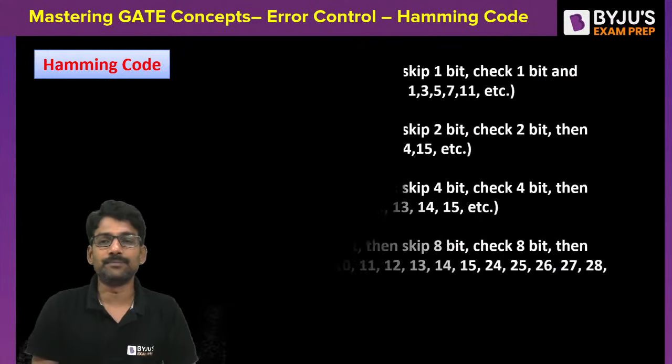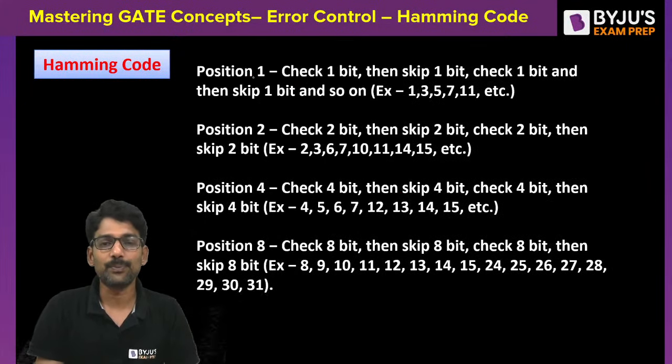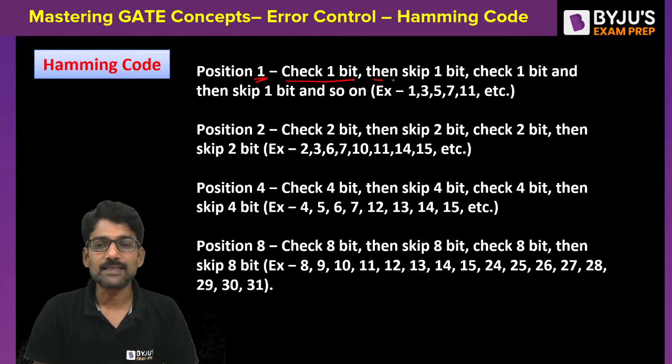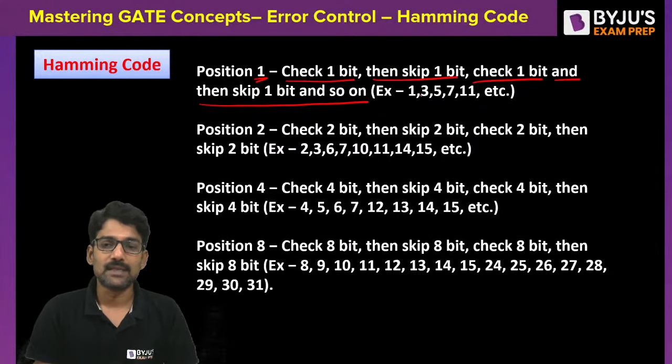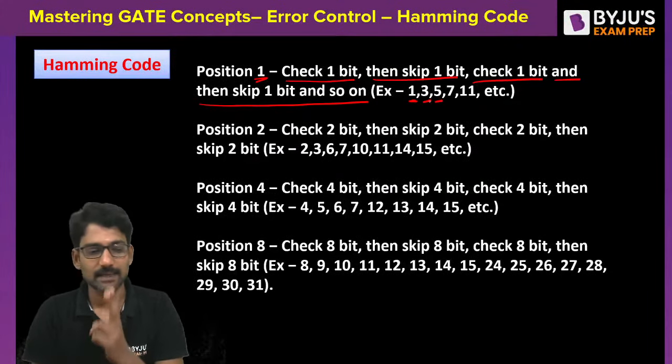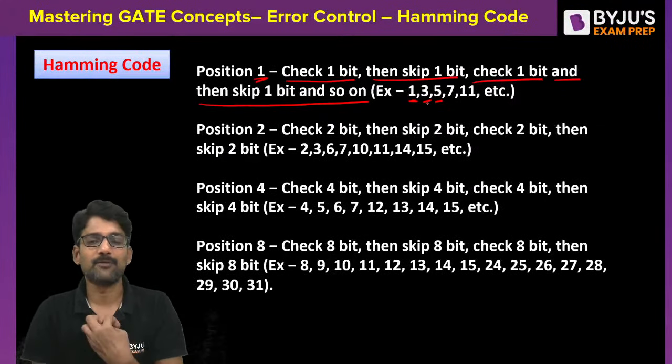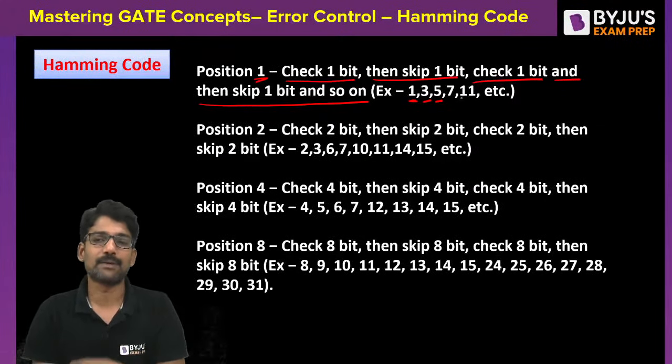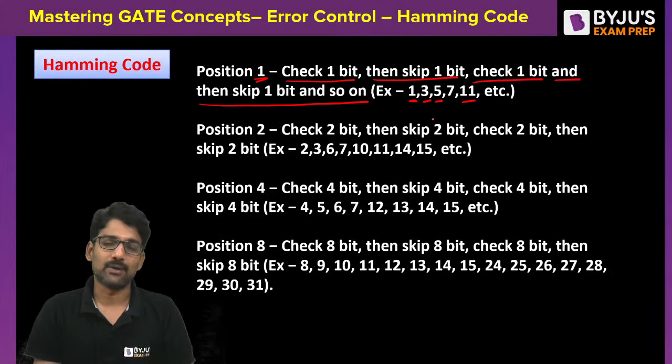Now, for position 1, what do we check? Check one bit, then skip one bit, check one bit, and then skip one bit, and so on. This means check bit 1, 3, 5; skip one bit, so the second bit is skipped. Pick 3, 4 is skipped. Pick 5, 6 is skipped. Pick 7. Like that you have to do.